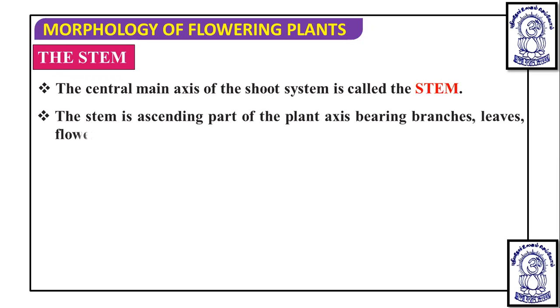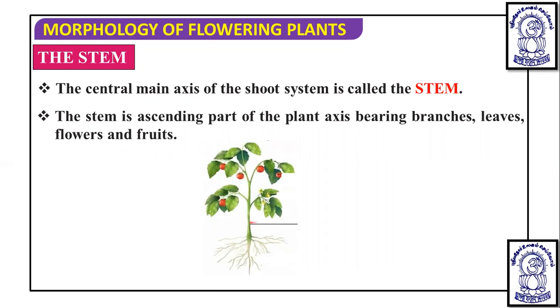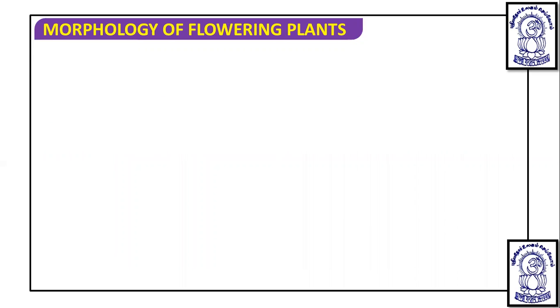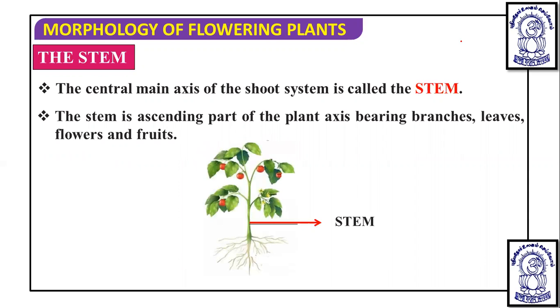So stem is the ascending part of the plant axis, and it grows vertically. Sometimes it can be prostrate, but it is the ascending part of the plant axis, and it bears branches; leaves are attached to it, and flowers and fruits are also present over this ascending part of the axis. You can see this is the stem, and over the stem you can see different plant parts like leaves, fruits, and flowers, all attached.